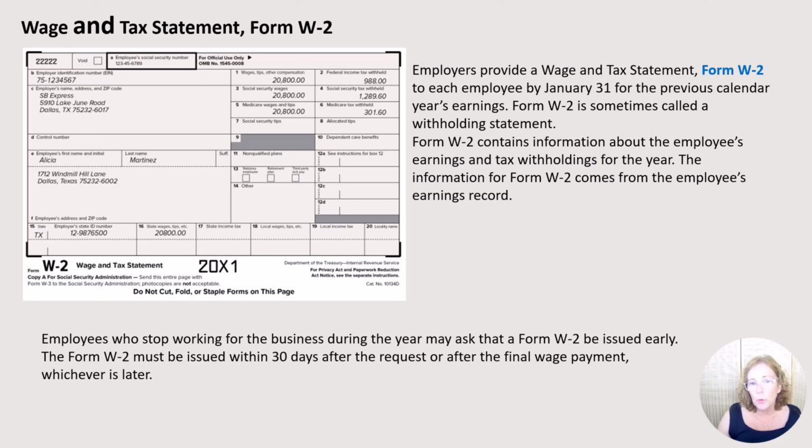Employees who stop working for the business during the year may ask that a Form W-2 be issued early. The Form W-2 must be issued within 30 days after the request or after the final wage payment, whichever is later.